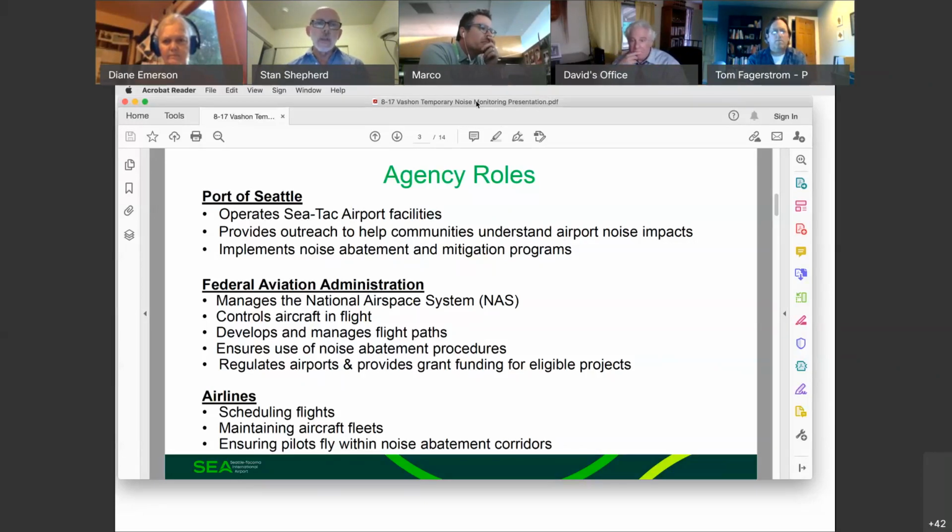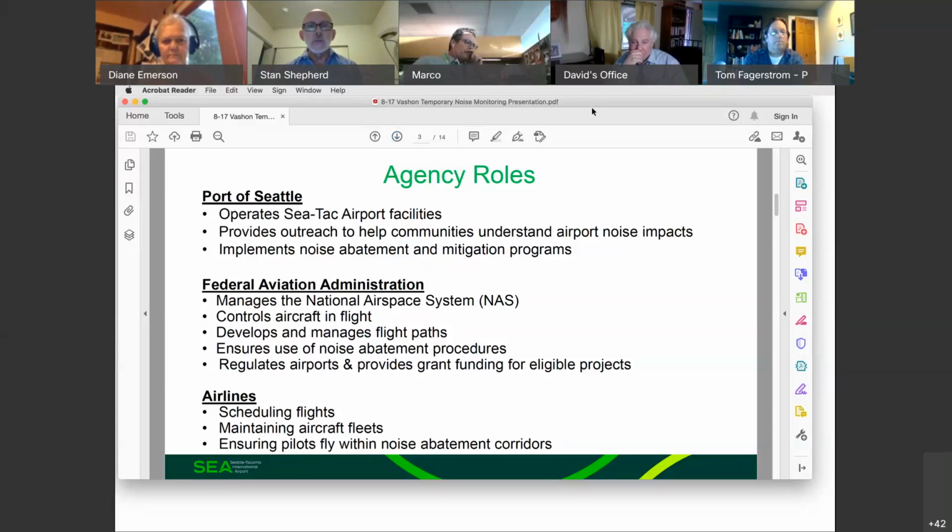The Federal Aviation Administration is the one who really manages the national airspace system. So once the aircraft is in the sky, understanding where that aircraft is flying and controlling the aircraft in flight. So anytime that aircraft leaves the ground at SeaTac Airport and gets into the sky, it's the role of the Federal Aviation Administration to control that aircraft, direct it where to go, and manage those kind of flight paths that they're in. So they're the ones that develop flight paths, and they're the ones that manages the flight paths.